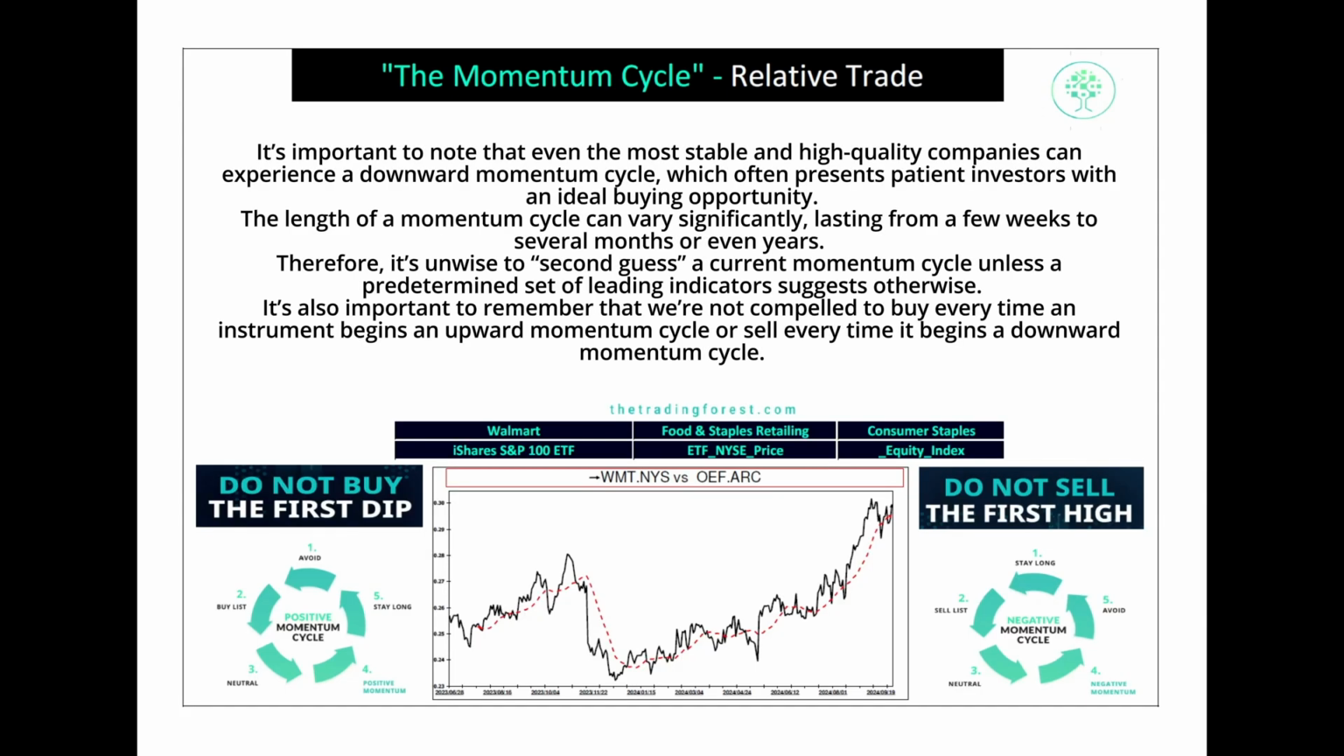It's important to note that even the most stable and high-quality companies can experience a downward momentum cycle, which often presents patient investors with an ideal buying opportunity. The length of a momentum cycle can vary significantly, lasting from a few weeks to several months or even years. Therefore, it's unwise to second-guess a current momentum cycle unless a predetermined set of leading indicators suggests otherwise.